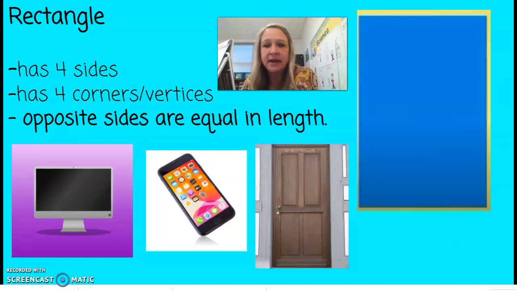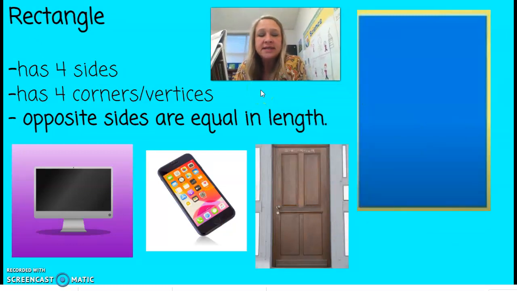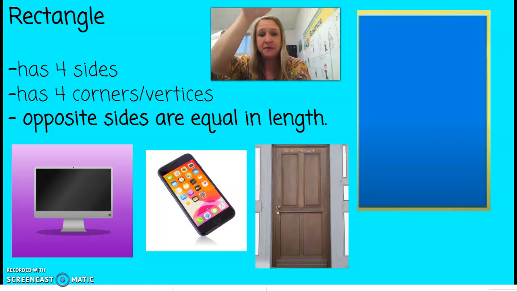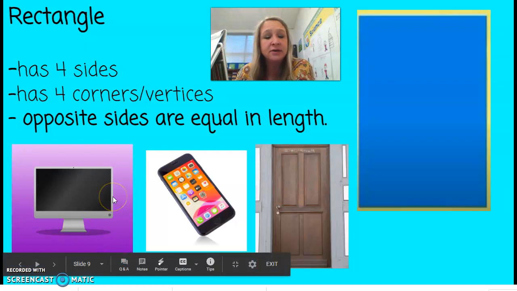Rectangle, say rectangle. A rectangle also has 4 sides. It also has 4 corners or 4 vertices. The opposite sides are the same length. So the ones on the side are the same length, and the ones at the top and the bottom are the same length. Some examples of rectangles are computer monitors, iPhones, and doors. This door has rectangles on the door. Rectangle.